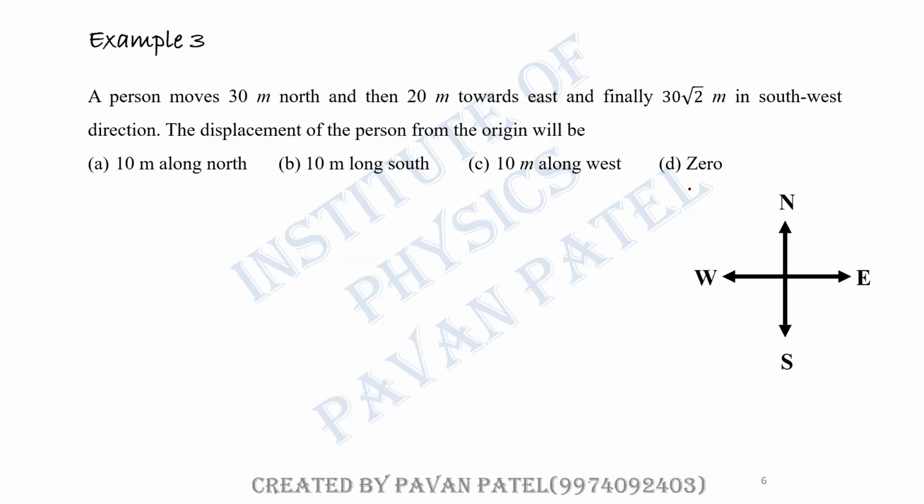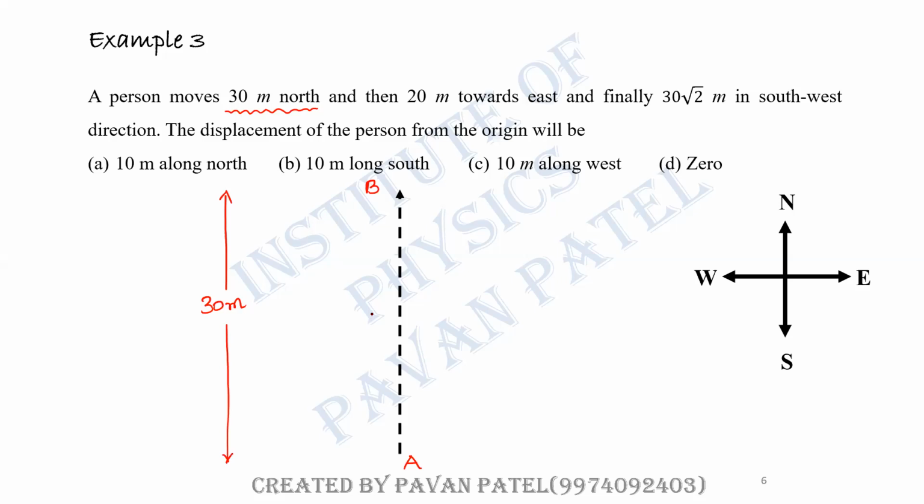To understand that, we must decide the direction first. So north, east, south and west is the direction given. Right. So first 30 meter in a north direction. Starting from A point, the person moves to the point B and the total distance from A to B is 30 meter in a north direction.